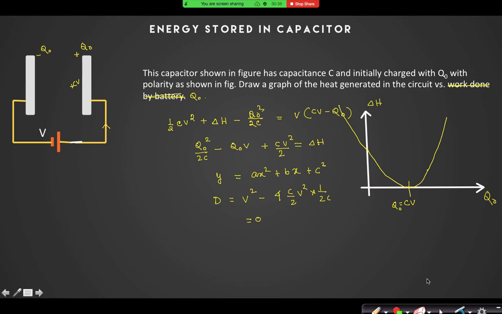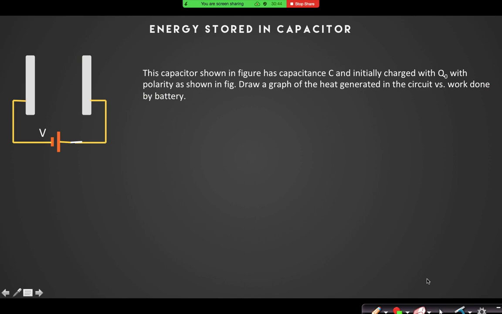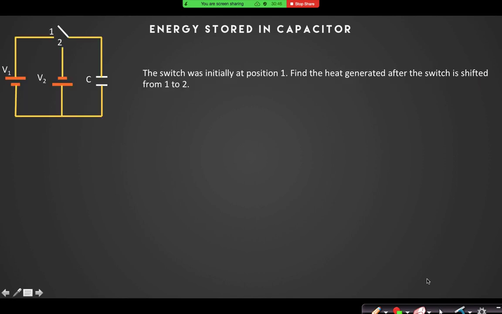Okay. Have you got this graph, everyone? Yes, sir. Okay. The switch was initially at 1, now it is shifted to 2. Find the heat generated after the switch is shifted.